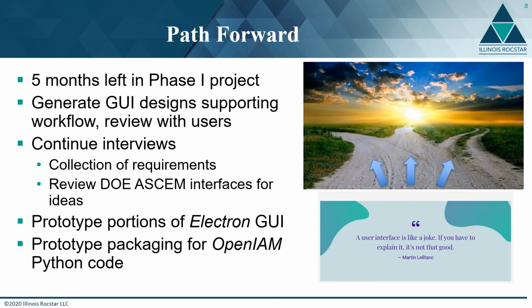For a path forward, we are 4 months into a 9-month Phase 1 project, so have over half our time left. By the end of this Phase 1 SBIR, we want to have designed a draft GUI based on user input, prototyped some of that GUI in the Electron system, and tested 1 or more methods for packaging the Python code. This should give us a good base for moving into a Phase 2 SBIR project. I like the quote in the bottom right. It says, "A user interface is like a joke. If you have to explain it, it's just not that good." That rings true to me.